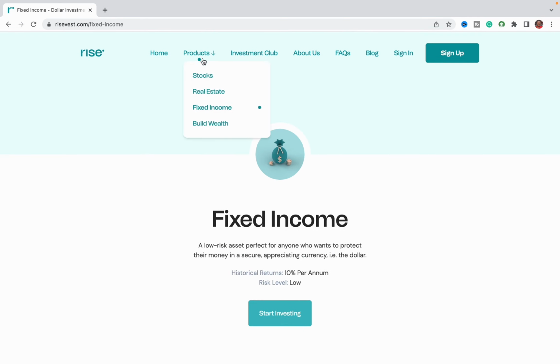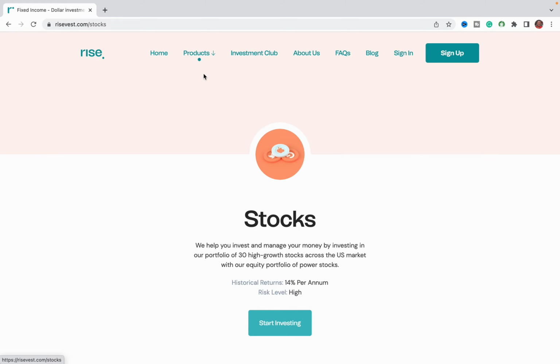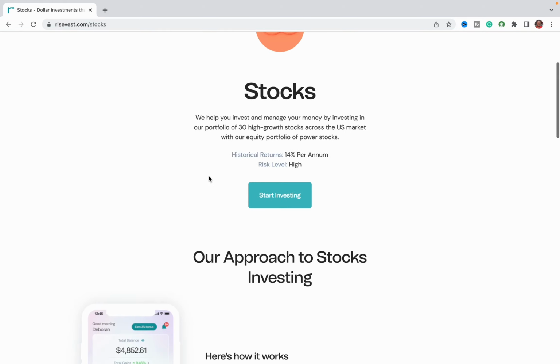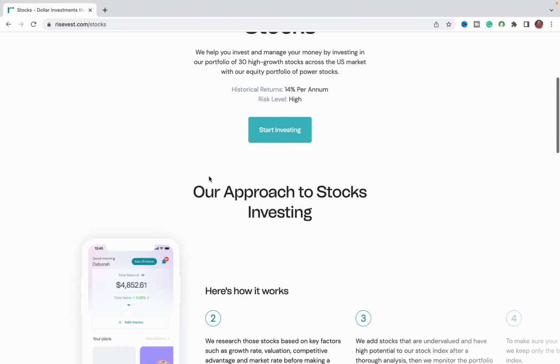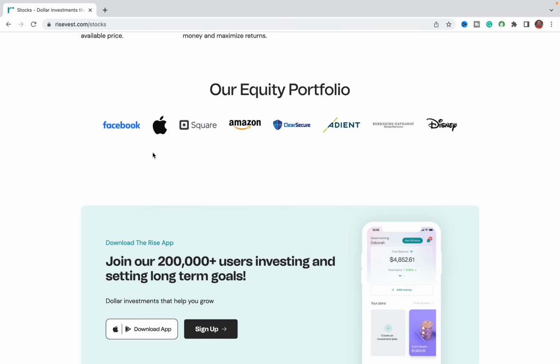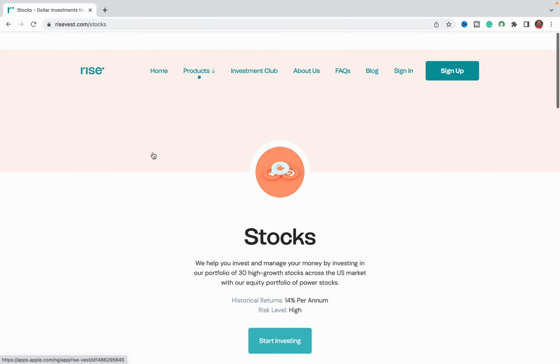Let's just look at their stocks. Stocks has 30 high growth stocks. So they have a portfolio. Don't think you come to Risevest and be buying one stock. They already manage your portfolio for you. You check out what they invest in, from Facebook, Apple, Square, Amazon, and so on. You can check all of that.